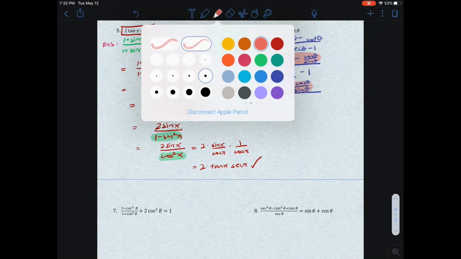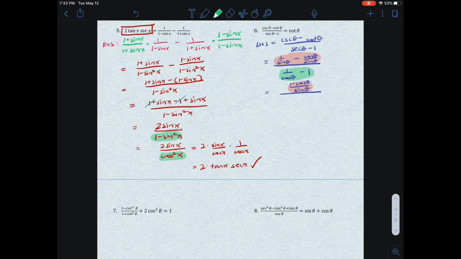And that's going to be that. Now what I'm going to do next is take the denominator and combine that into a single fraction. To do that, I'm going to multiply the 1 by cosine theta over cosine theta. Because now they have the same denominator, this will just become 1 minus cosine of theta over cosine of theta.